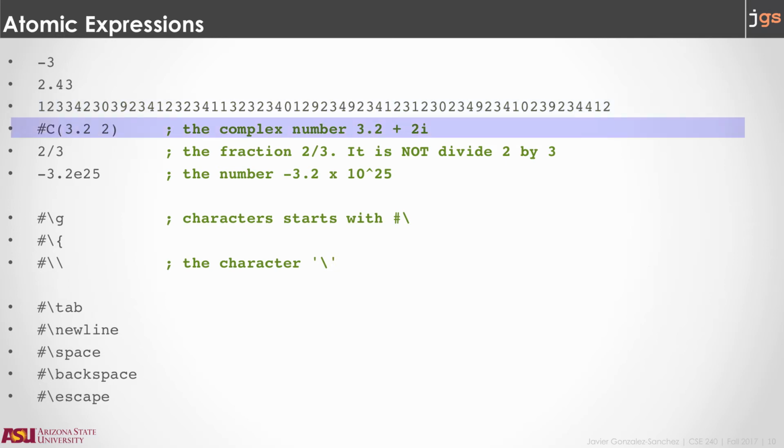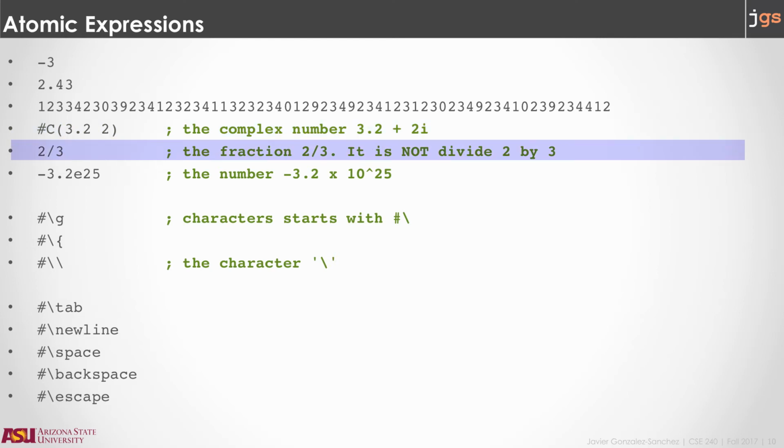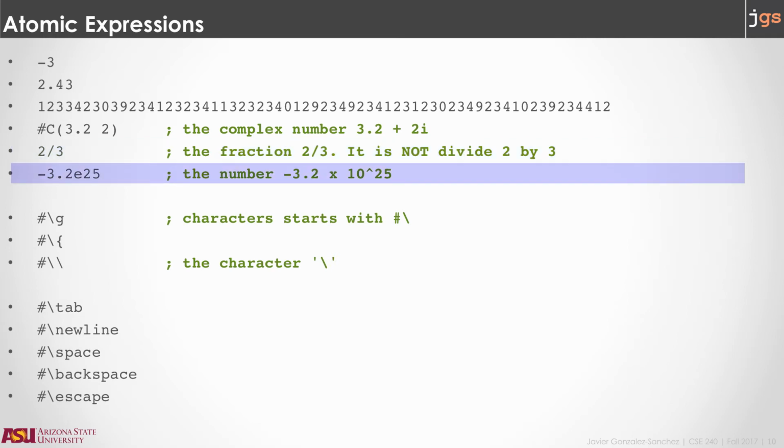We have complex numbers. The notation for complex numbers is the sharp, the C, and then between parentheses, two numbers that represent the real and the imaginary part. So for instance here, this is the complex number 3.2 plus 2i. We have fractions. So this 2 division 3 is not a division, but is the fraction 2/3. Moreover, we can express the floating point numbers using the notation E, as we do before in other languages.